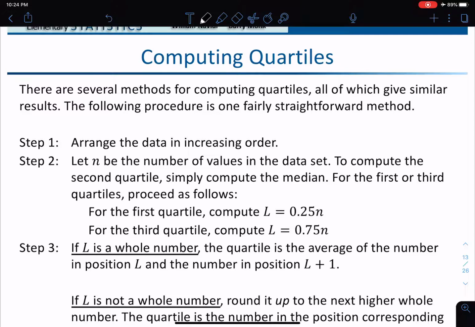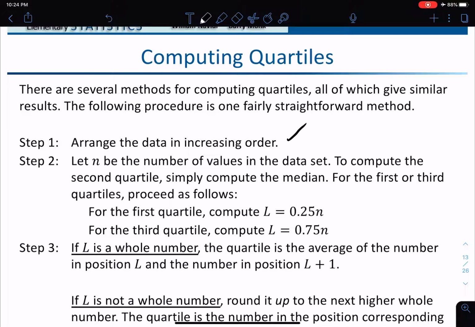It says arrange the data in increasing order. That's what we do when we're finding the median anyway, right? We order it from smallest to largest. Let n be the number of values in the data set. So if you had 10 pieces of data, n would equal 10. To compute the second quartile, simply compute the median. For the first and third quartiles, proceed as follows.